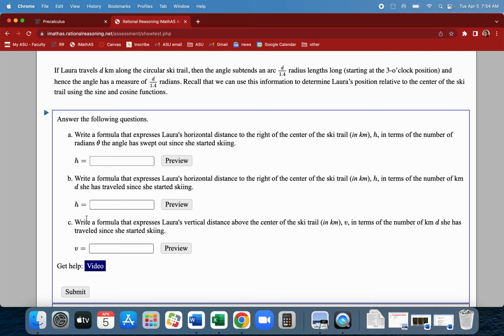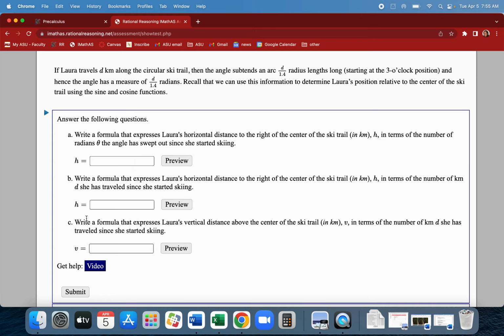And we're calling the distance that she's traveled d. So this is now a picture for this particular problem. If I know that she's traveled d feet around the circle, and this circle has a radius length of 1.4 kilometers, then you can see how we can put the pieces together and model her location based on knowing her distance.